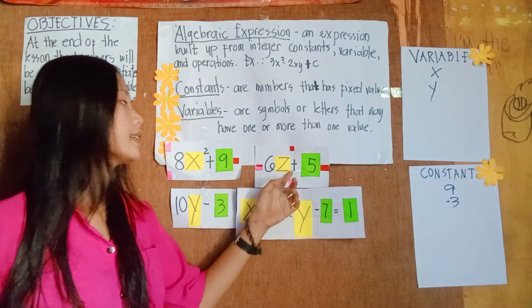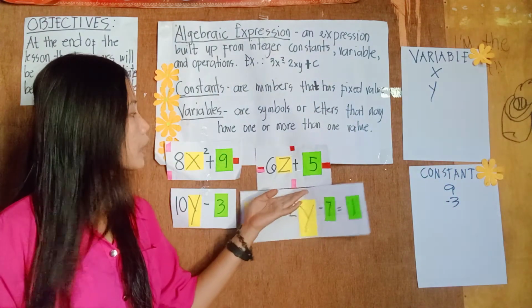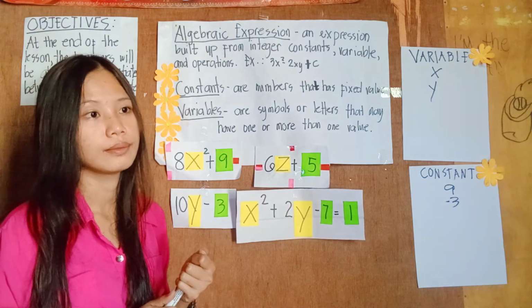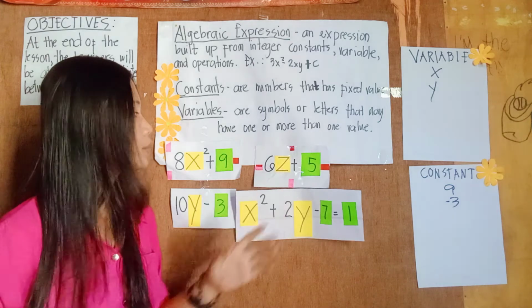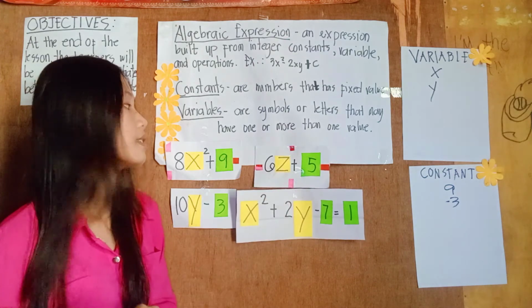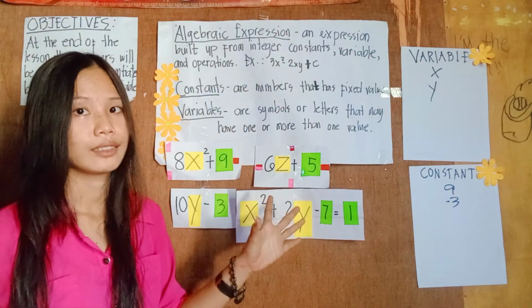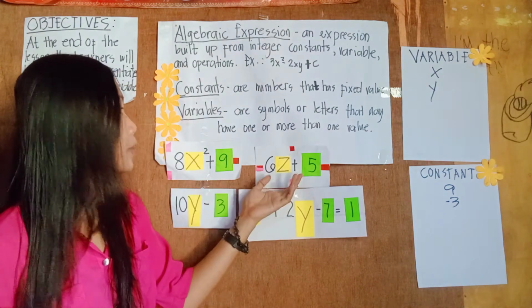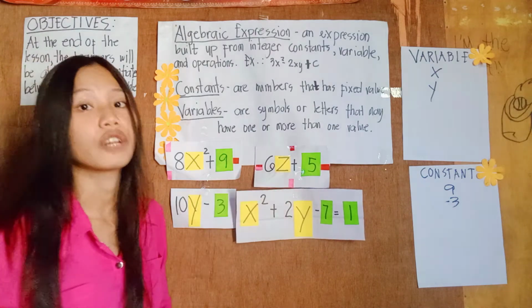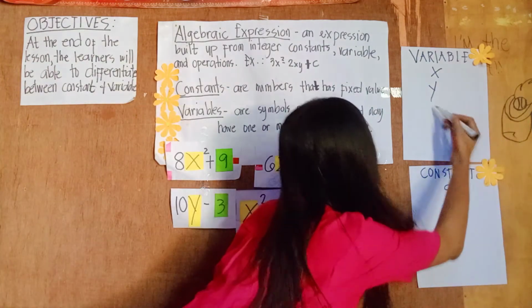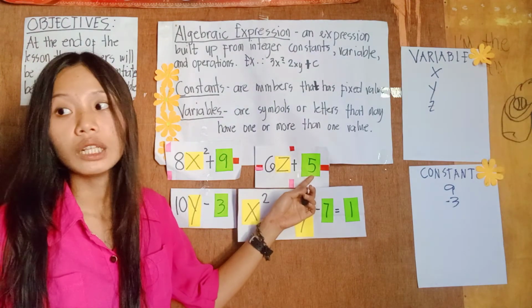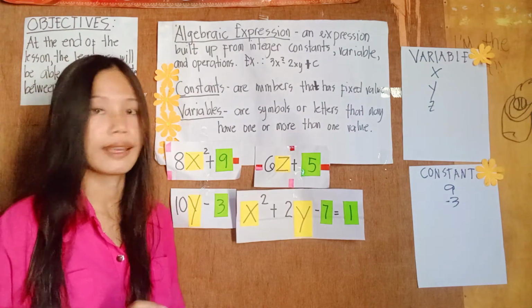And now third example. In this expression, what is the variable? Okay, very good. It's z. Z is our variable. Any letter or symbol that you can see in the expression is what we call a variable. And 5 is our, very good, constant.